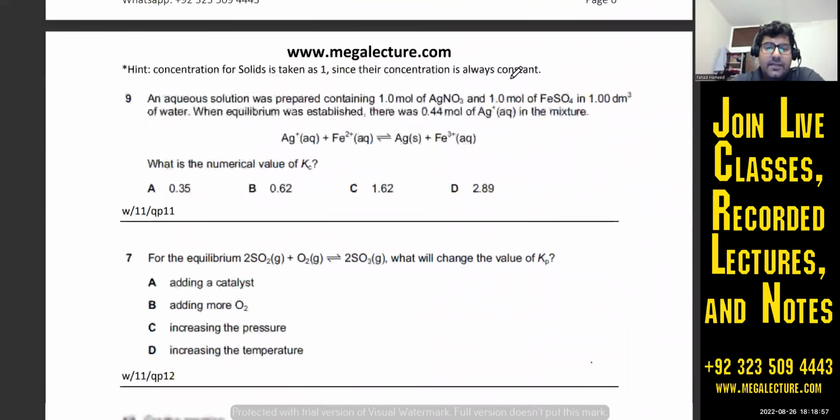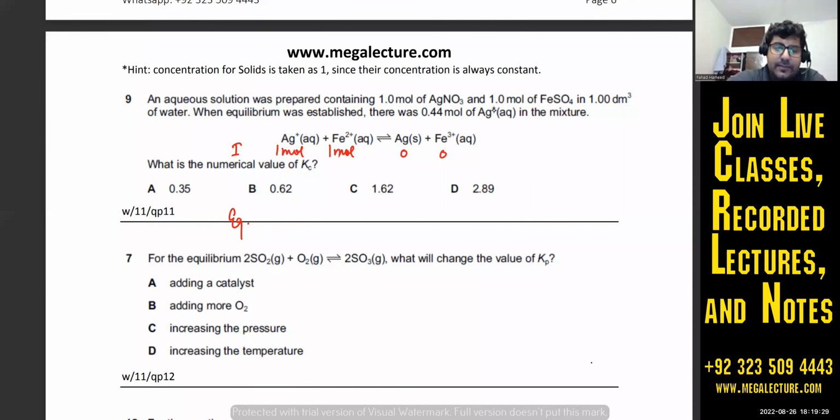As I've got another question. Iske liye saying 1 moles of silver ions and 1 mole of Fe2 plus are reacted. So 1 mole of this and 1 mole of this, and you have 0 moles of this initially. ठीक है, so that's your initial. ठीक है, उसको initial कर लेते हैं. Equilibrium जो है ना, that's going to be at equilibrium. It was found that 0.44 moles of silver ions are present. So at equilibrium you have 0.44 moles.